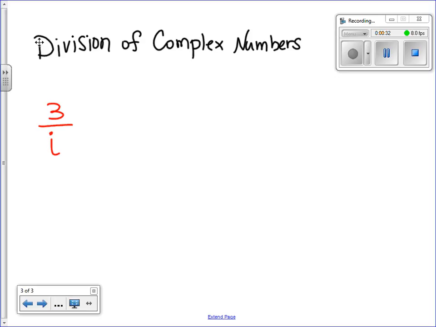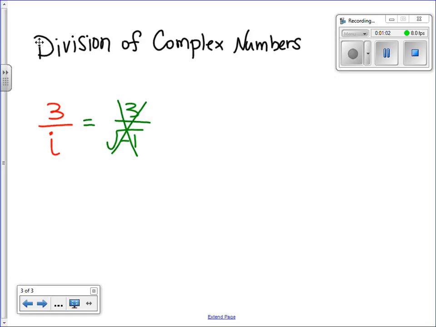You've got an i in the denominator. What do you remember about what i is? Actually, what does it equal? Square root of -1. So basically, we're looking at 3 over the square root of -1. Are radicals allowed in the denominator? No, they're not. That's illegal. Can't have that. Radicals are not allowed in the denominator.